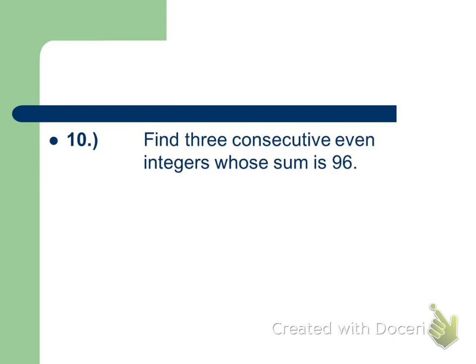All right, on 10 and 11, we're back to using the idea of consecutive integers. And on number 10, we're talking about consecutive even integers. So my variable for this one I'll define as x, and it's just going to represent an even integer.